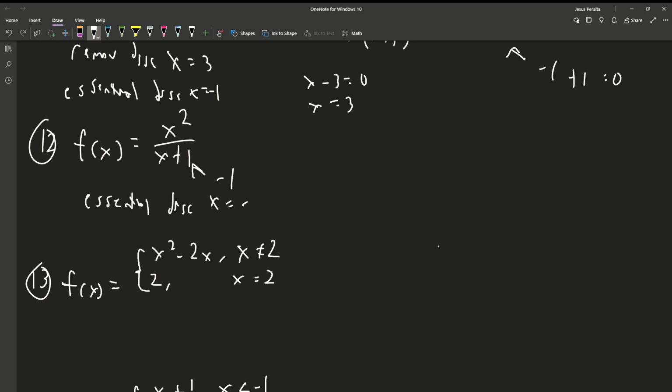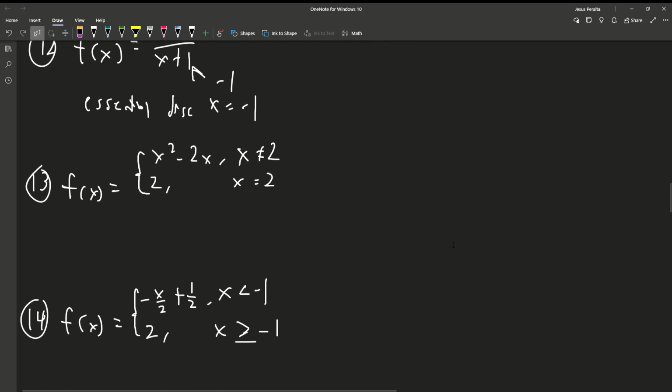Discontinuity at x equals negative 1. Right here, we just get the limit as x approaches 2. So we see that we can plug in every number on this function except for 2, but then this function you have to plug into. So x squared minus 2x, 4 minus 2 is equal to 2.